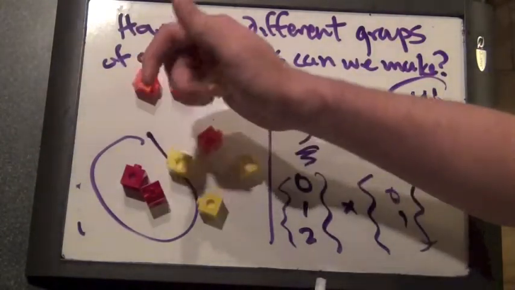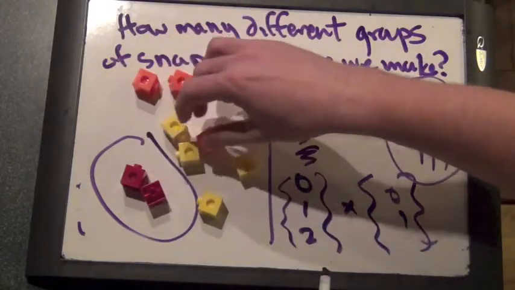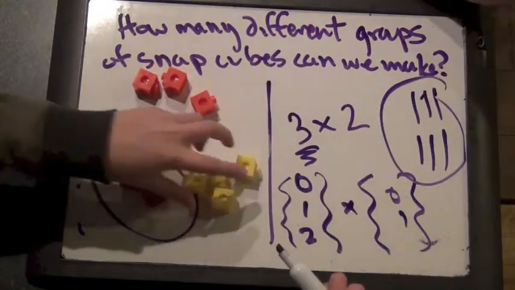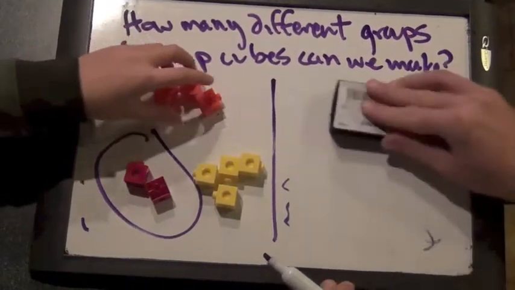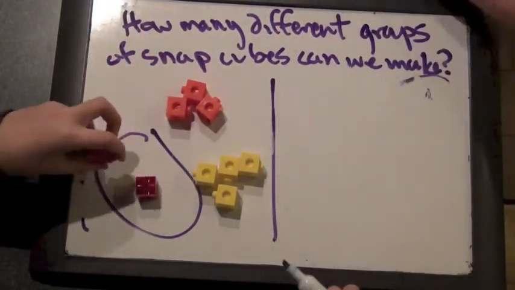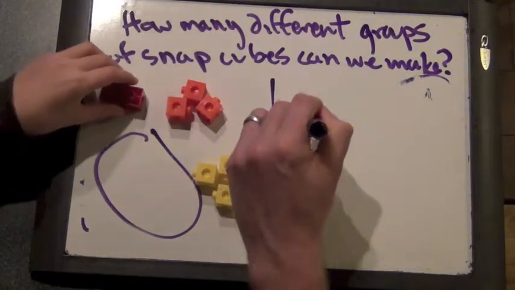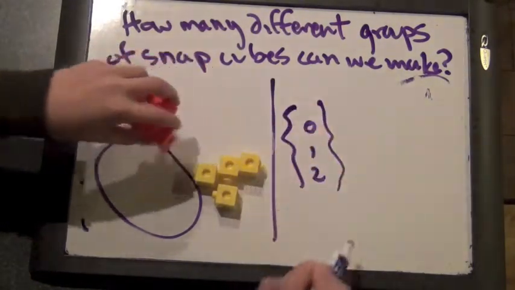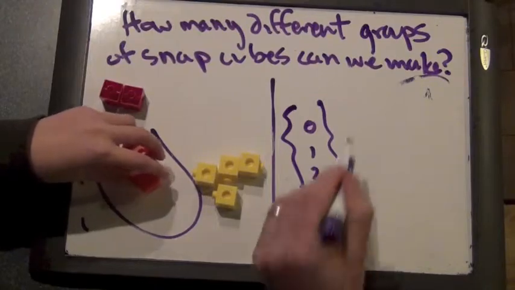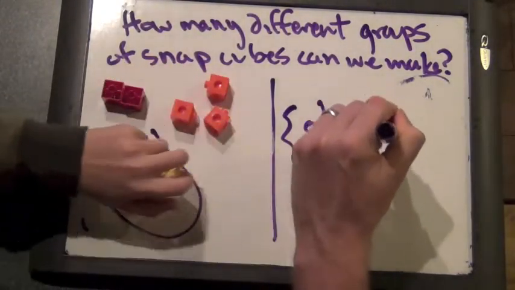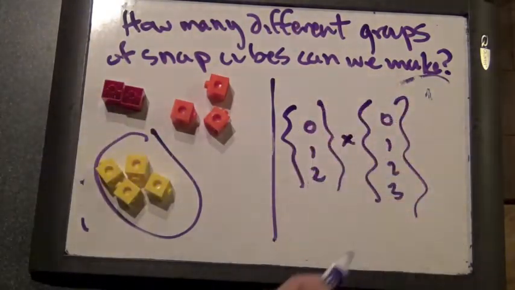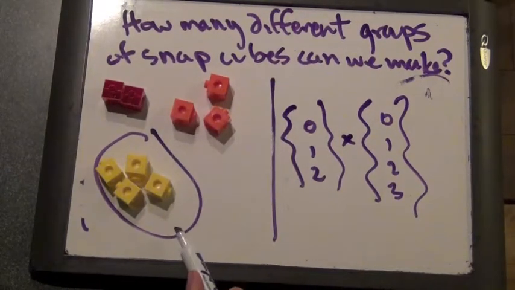Now let's go back to this problem. How many choices do I have here? Well, you still have 3 choices for the reds: I can do 0, 1, or 2. For this, you can do 0, 1, 2, or 3. And then this one's just 0, 1, 2, 3, and 4.